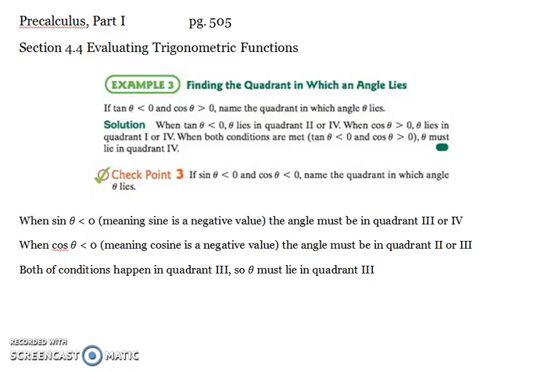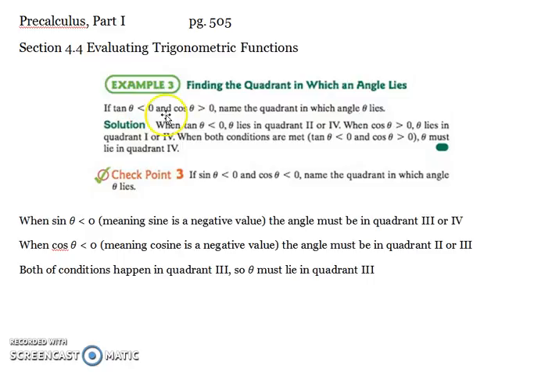The tangent depends on the sine and cosine. If the sine and cosine are both positive, or both negative, the tangent is going to be positive. So if the tangent of theta is less than 0, that means one of the sine or cosine has to be negative. And since the cosine of theta is greater than 0, meaning it's positive, in order to make tangent negative, the sine has to be negative.